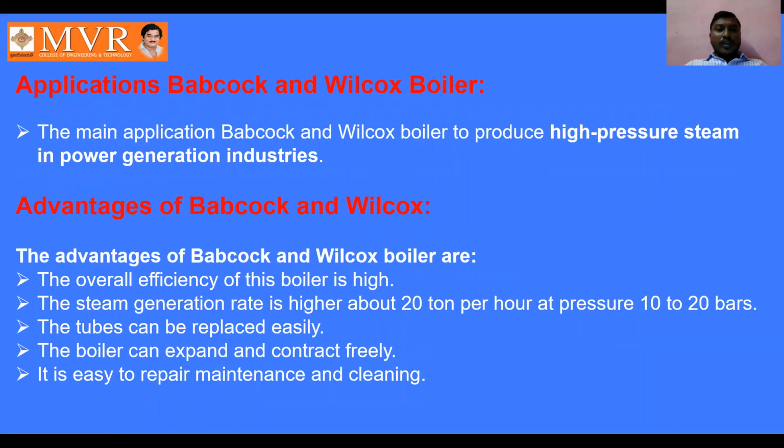Some of the applications of the Babcock and Wilcox boiler: the main application is to produce high pressure steam in power generation industries. For getting high pressure steam in power generation industries, these Babcock and Wilcox boilers are used. Some of the advantages of the Babcock and Wilcox boiler are that the overall efficiency of the boiler is high, and the steam generation rate is higher, about 20 tons per hour at a pressure of 10 to 20 bars.